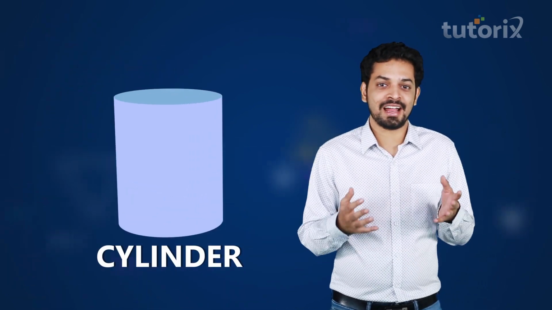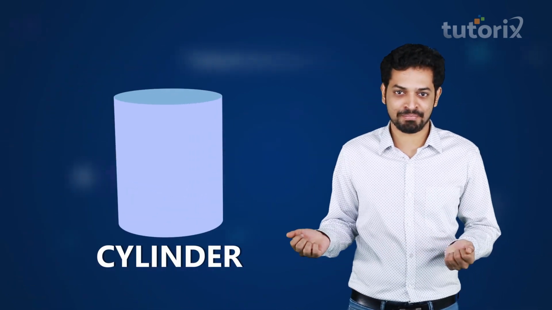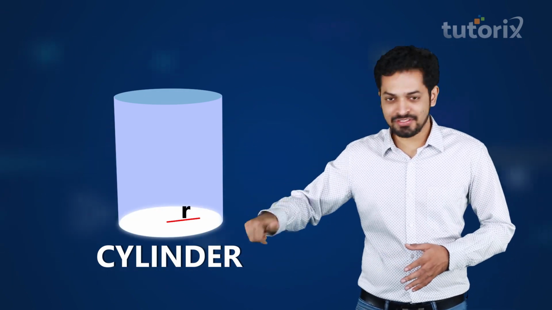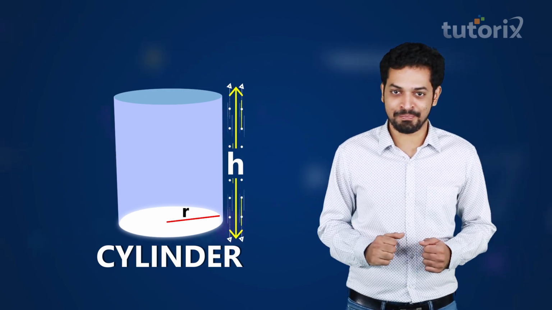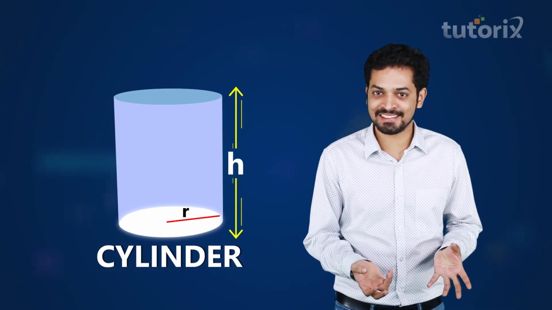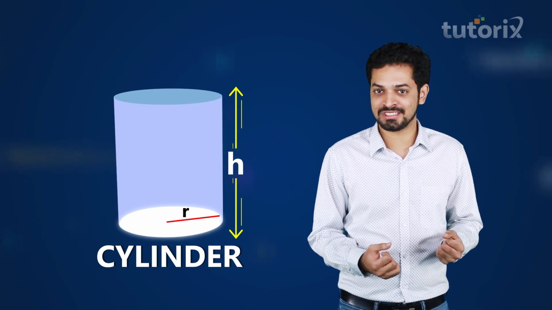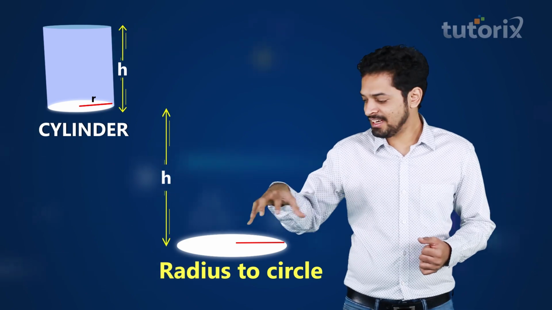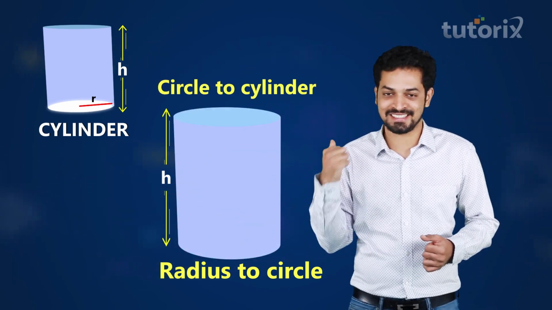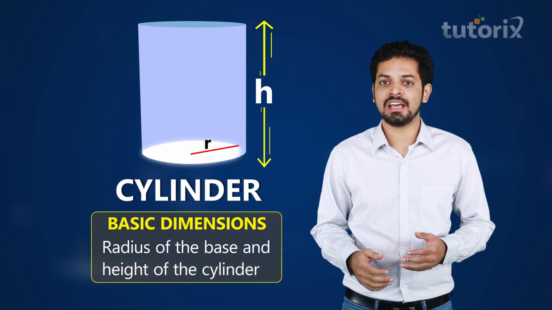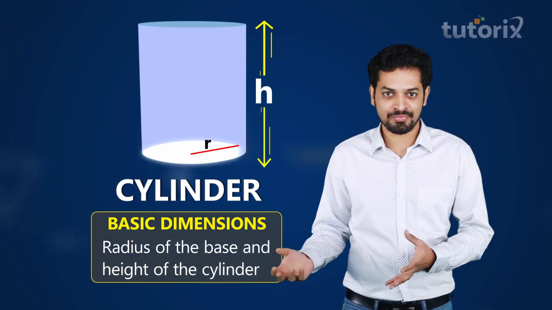Now what do you think are the basic dimensions for a cylinder? Now the basic dimensions for a cylinder are the radius of the base and the height of the cylinder. Now why are there only 2 basic dimensions for the cylinder? Now the reason is because with the radius of the base I can construct the circle and with the height I can construct the cylinder from the base. So therefore radius of the base and height of the cylinder are the 2 basic dimensions for the solid.